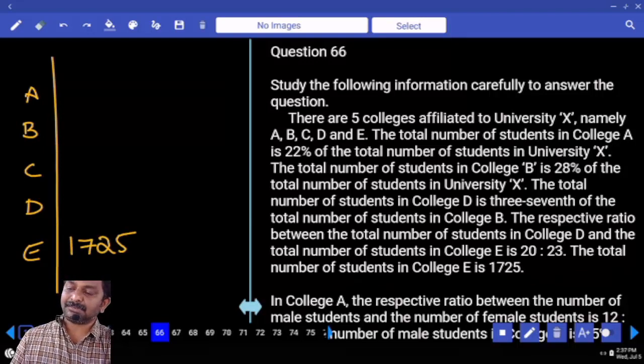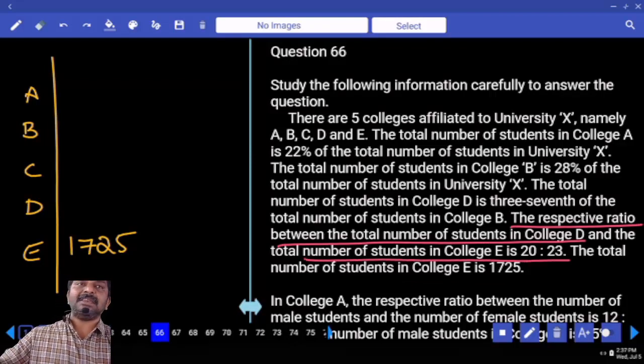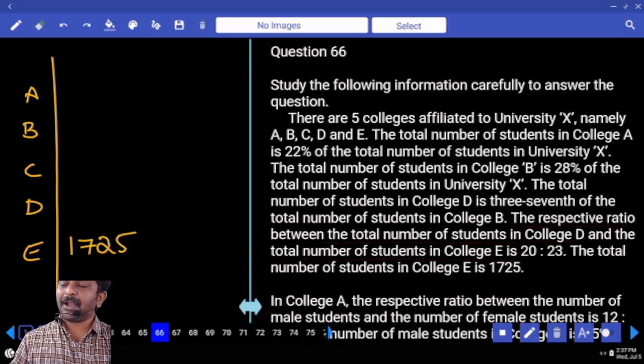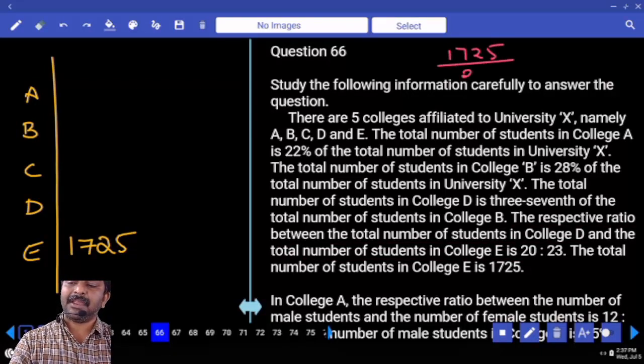Okay, last but one line. The respective ratio between total number of students in college D and number of students in college E is equal to 20:23 ratio. That means E value is 23 parts only. 1 part is equal to 1725 divided by 23. Correct? Yes? Okay. Let's take 7 times of the denominator.